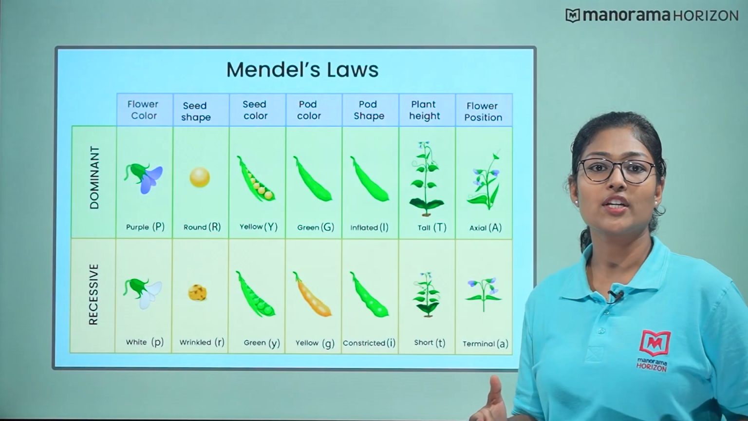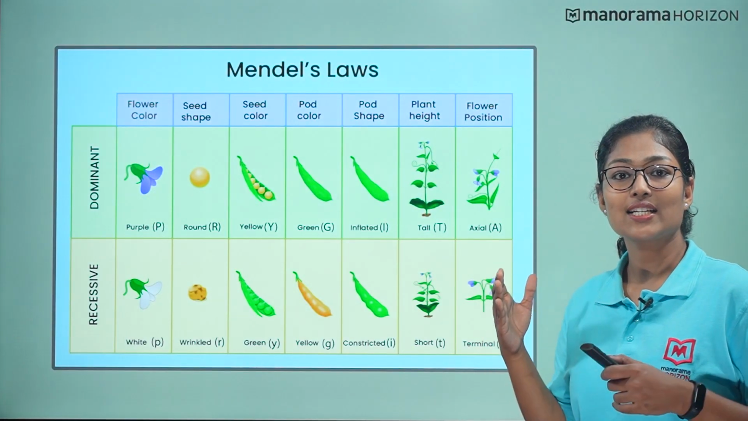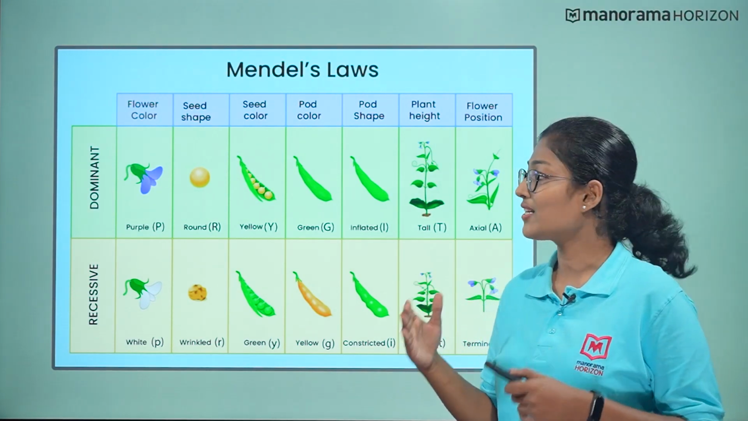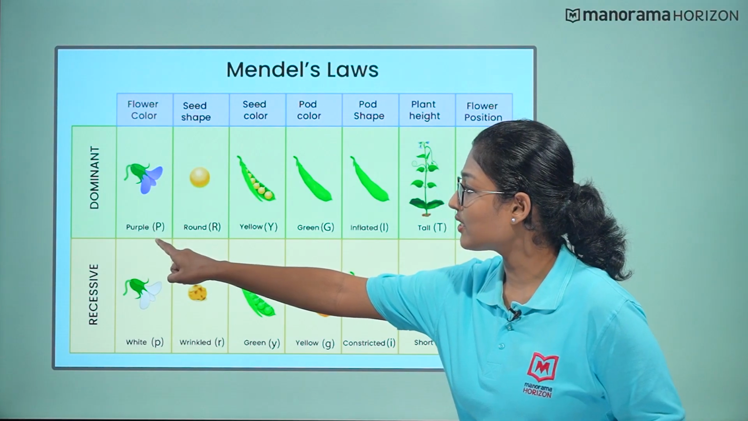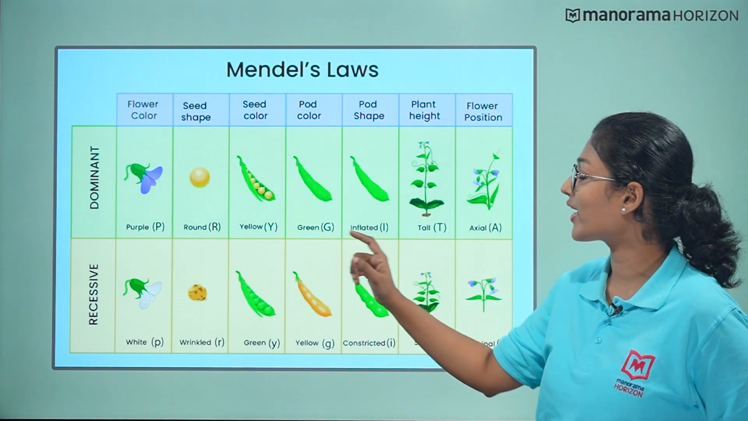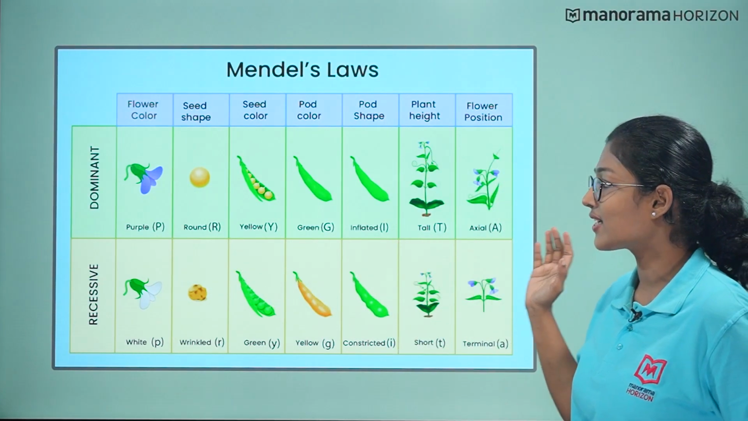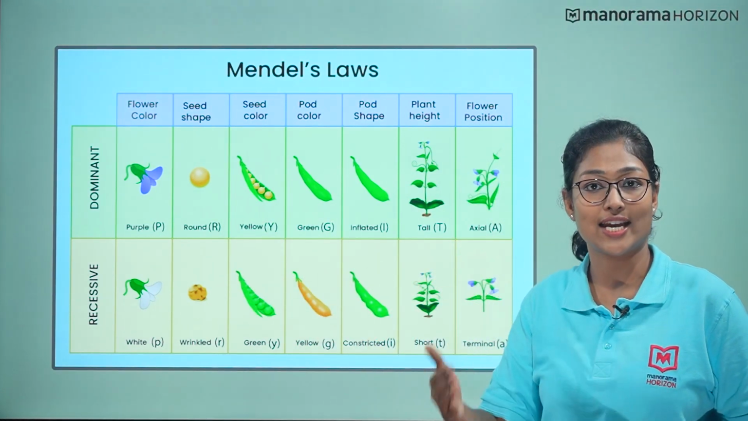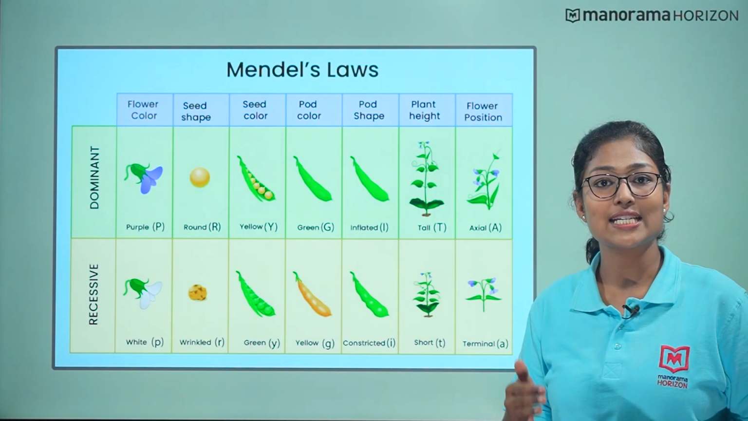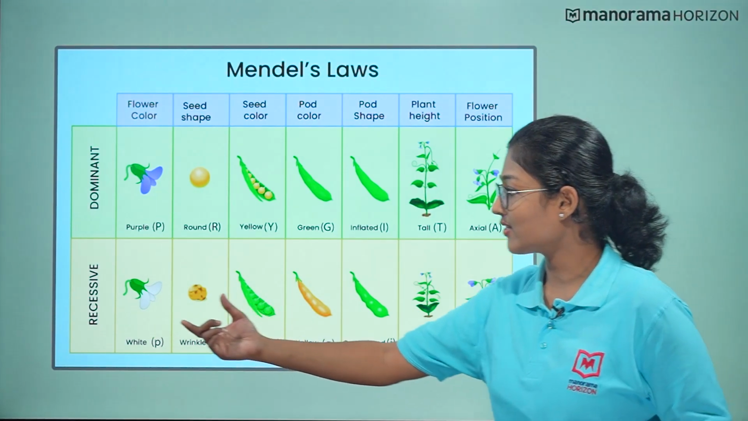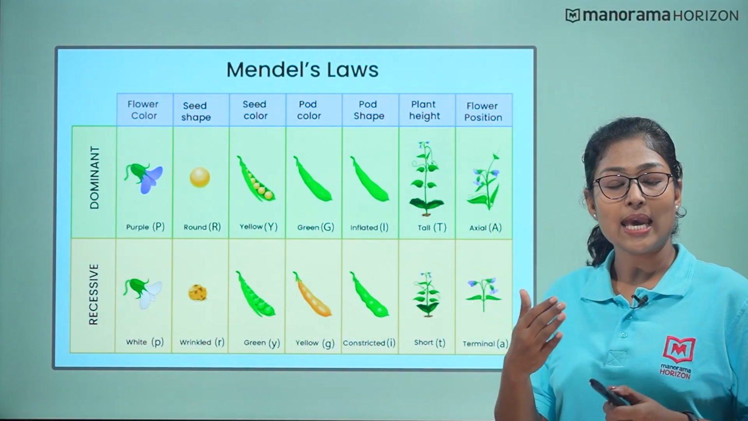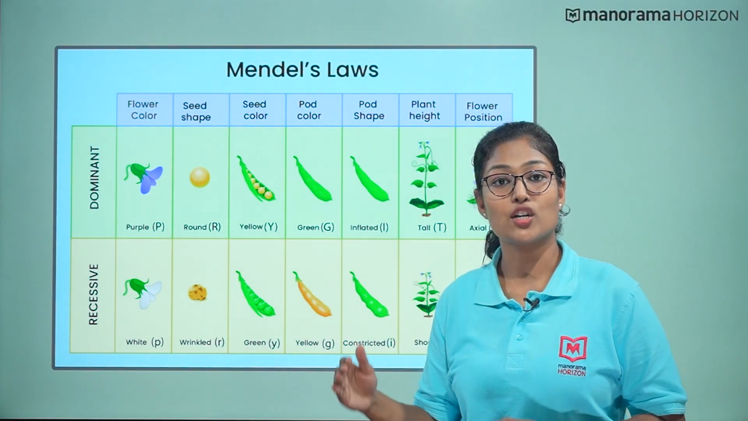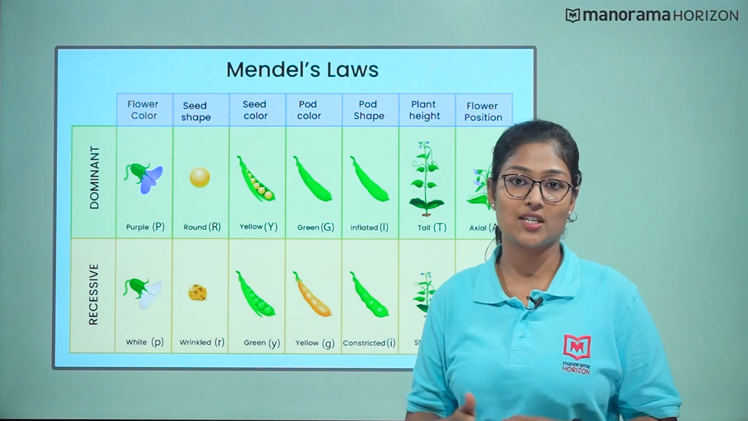It is customary to show the allele that governs the trait expressed in the F1 with a capital letter. Here you can see that capital T, R, Y, G, I, T and A stand for the dominant trait. That is the trait which is expressed. The other trait is written in lowercase letters, that is the recessive trait. So the capital T and small t are the alleles that impart tall and short height respectively.